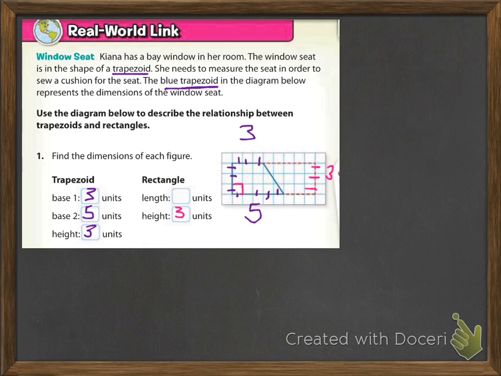So that's one relationship. Then you want to notice the length: 1, 2, 3, 4, 5, 6, 7, 8. So the length is going to be a total of 8. And what you should have noticed is that when you add the two bases together, base 1 and base 2, it doesn't really matter which one is which, you get this total length of 8. So hopefully you can start to see where these formulas are going to come from.